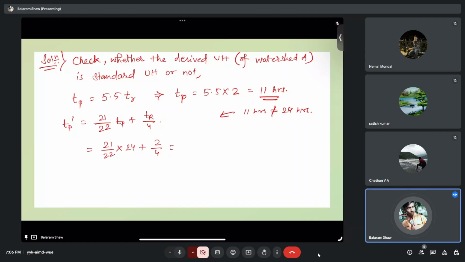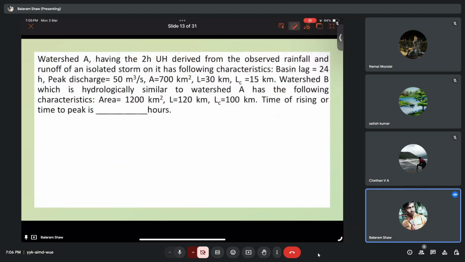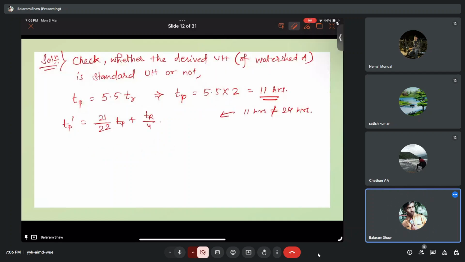Okay, or else we can directly use, because we are just doing that. Okay, so if you just see that, how much you are getting? Because we need to find out the TP dash. So TP dash.